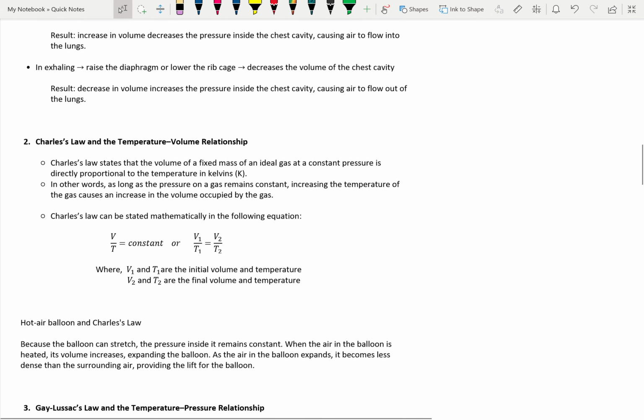Next, we have Charles law. Charles law is a temperature-volume relationship. It states that the volume of a fixed mass of an ideal gas at a constant pressure is directly proportional to the temperature, and this is in Kelvin. So when you have a problem containing temperature, make sure you always convert it to kelvins. And how do we do that? To go from degrees Celsius to Kelvin, we have our degrees Celsius plus 273 is equal to Kelvin.